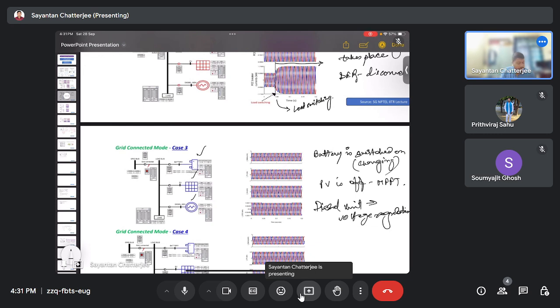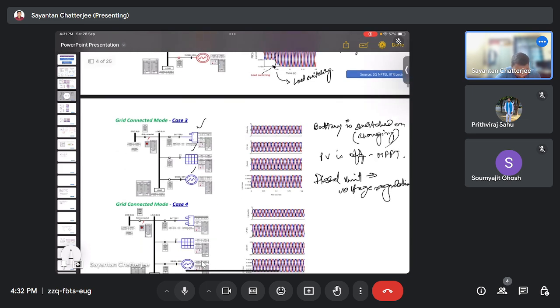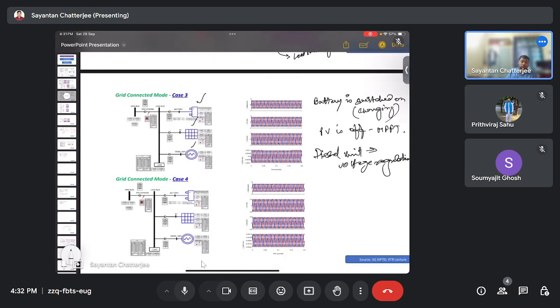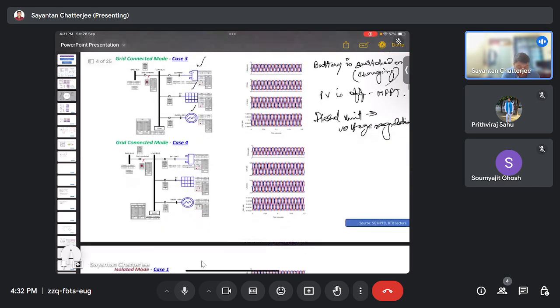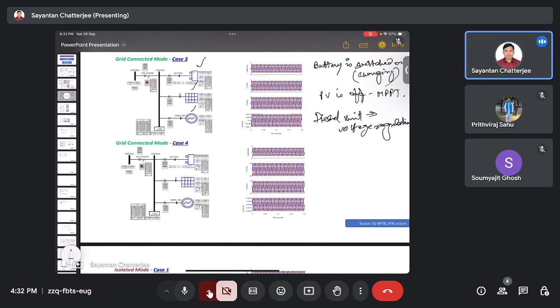Okay, so that's the challenges that we are facing right now. So these are some of the operating cases.